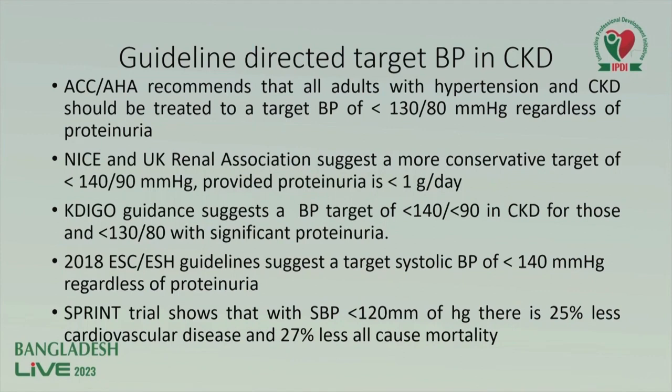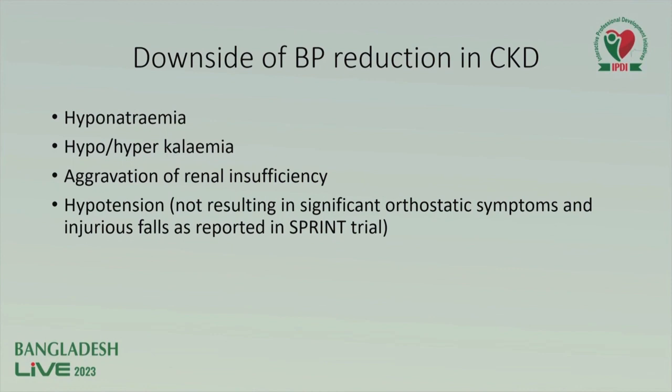The KDIGO guideline also recommends lower blood pressure with associated proteinuria. ESC, the European Society of Hypertension, recommends a systolic pressure of less than 140 regardless of proteinuria. And the SPRINT trial also shows that with a systolic blood pressure of less than 120, there is a reduction in cardiovascular disease and all-cause mortality.